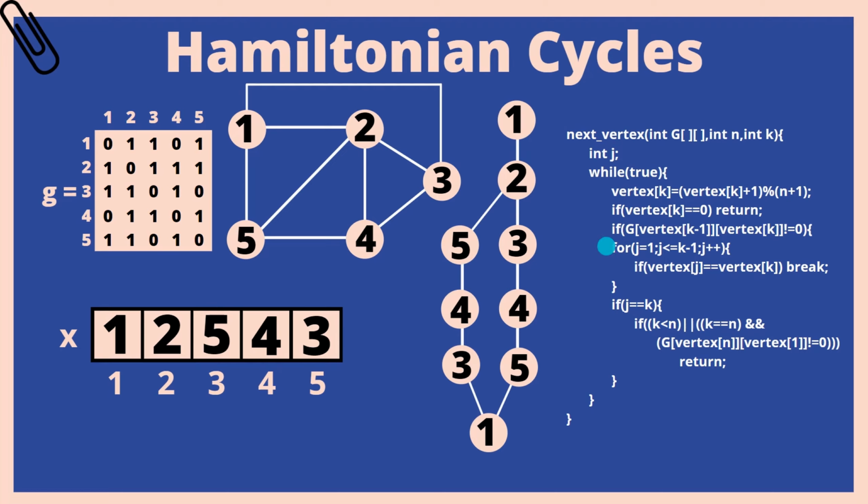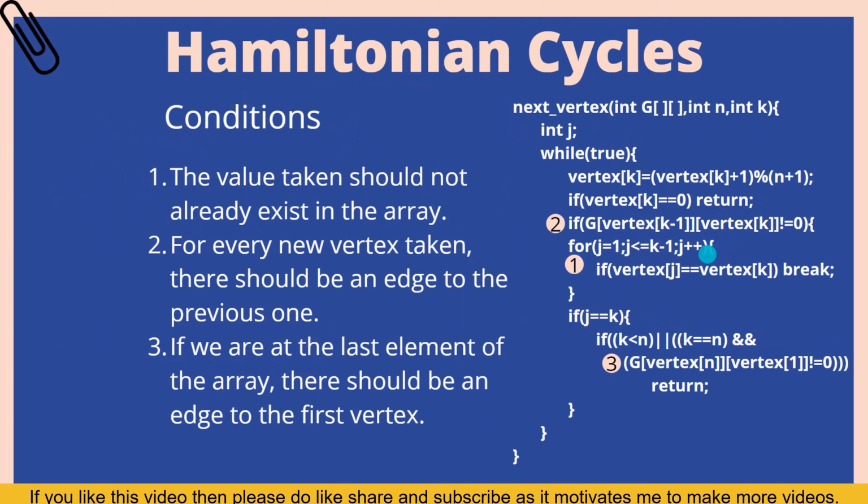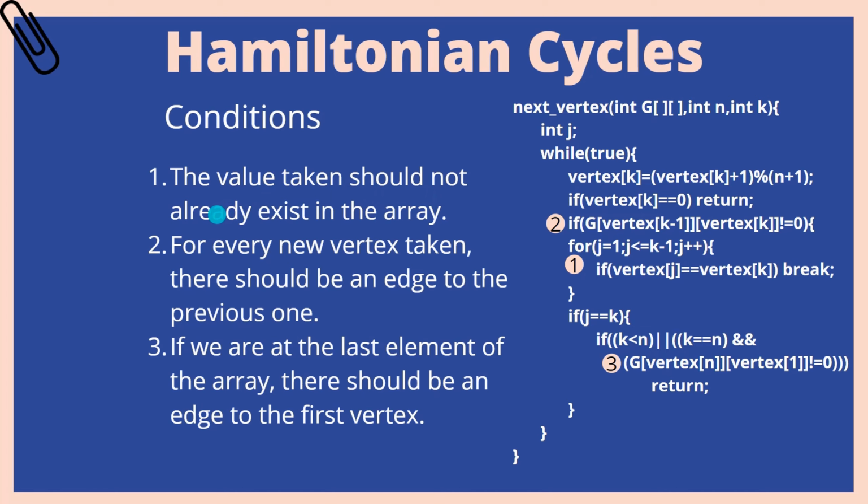So in this algorithm, we can see that this line is giving us the next vertex. Now we were having 3 types of conditions. So the first condition was there should not be any duplicate elements. So for duplicacy, the first condition was the value taken should not already exist in that array. For that, we are using this for loop to check if there is the same vertex in that array or not. The second condition was for every new vertex taken, there should be an edge to the previous one. So this one is going to check if there is an edge linked to the previous one or not.